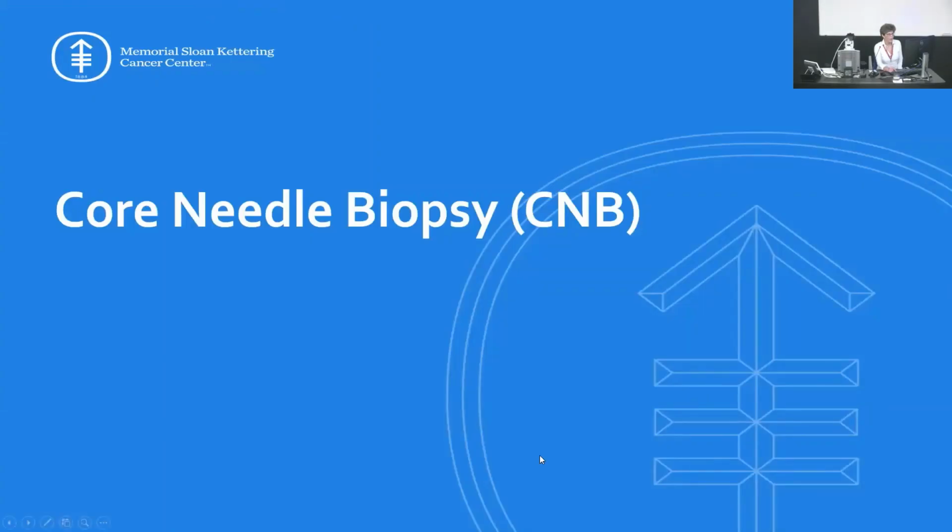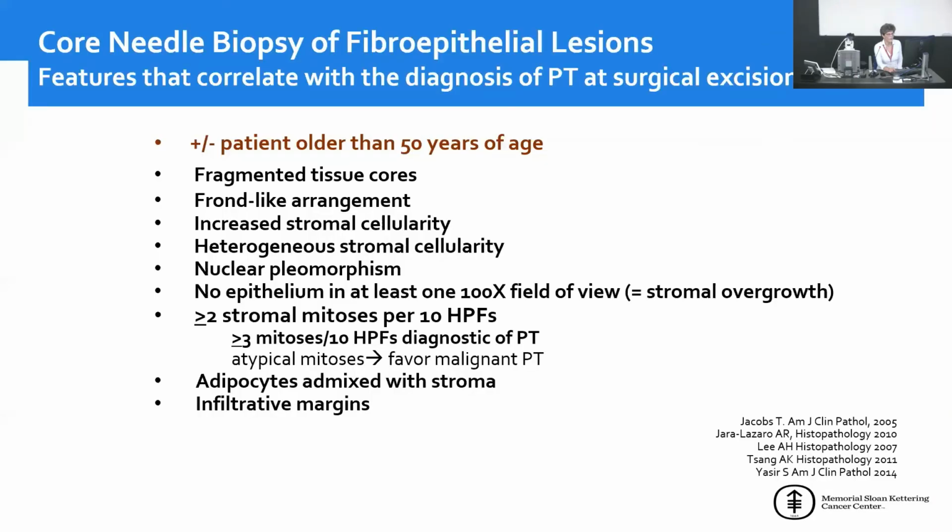And then just a few comments in terms of core needle biopsy diagnosis. Many features have been investigated by many different groups. One important feature is patient age. If the patient is 50 years or older, she is more likely to have a phyllodes tumor. Then there is fragmentation of the cores, which reflects the frond-like arrangement, increased stromal cellularity, heterogeneous stromal cellularity, nuclear pleomorphism, and no epithelium in at least one 100x field of view, which would be the core biopsy correlate of stromal overgrowth.